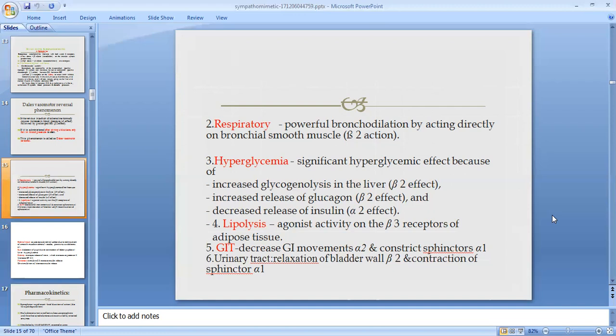GIT. Adrenaline decreases GI movement, which is due to alpha 2 action. Alpha 2 stimulation on the adrenergic nerve terminals inhibits the release of acetylcholine. So it causes decreased movement of the GI. It constricts the sphincters, which is due to alpha 1 stimulation.